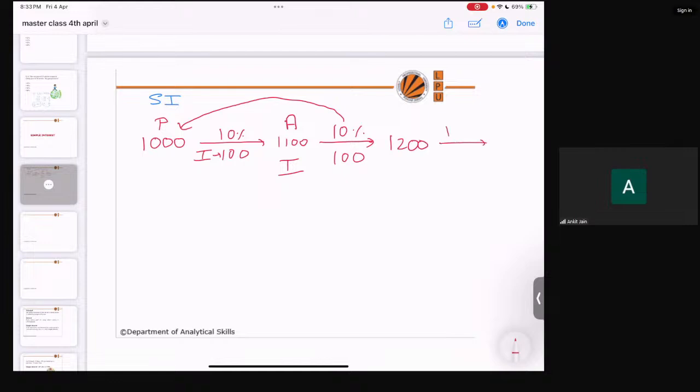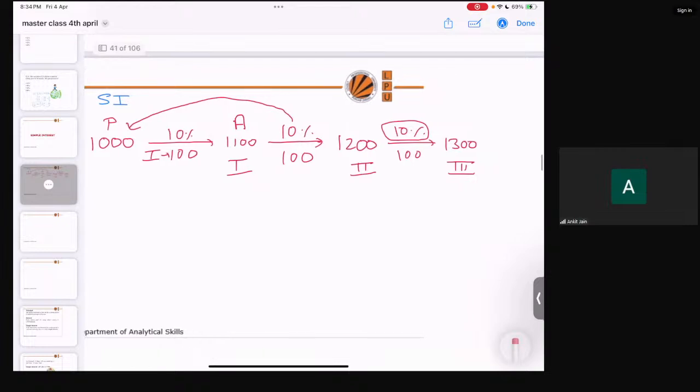Then again 10% interest, suppose in the third year. This is the case in the second year. In the case of the third year, again 10% interest, so it is 10% of 1000 again. 10% of 1000 is again 100. So it becomes 1300 after the third year. So in this case, we see the interest remains the same after every year. We get 100 rupees every year. So money increased by 100 every year because the principal is the same. In case of simple interest, the principal remains the same every year.